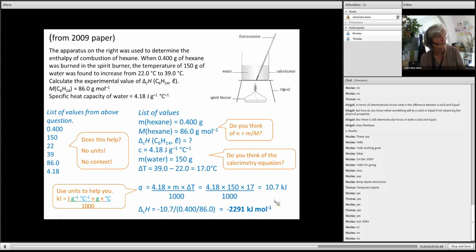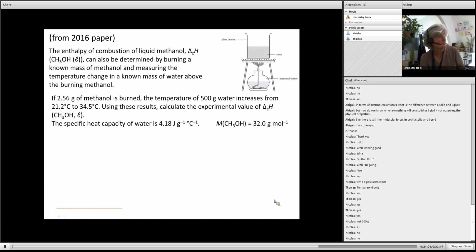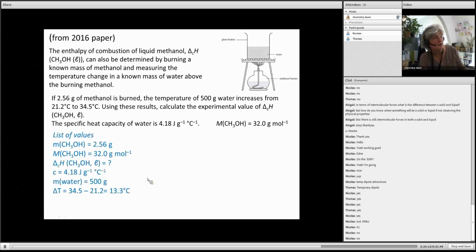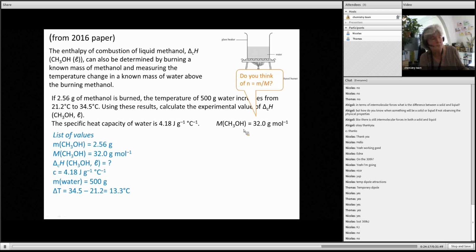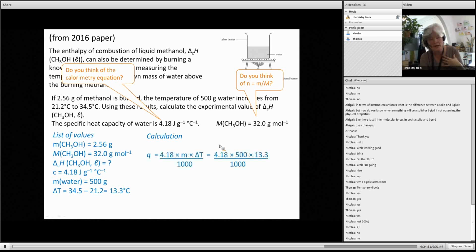Okay, so here's one from last year's paper, so it's exactly the same sort of thing. So here we're burning methanol, and we've got the same sort of thing. So you do the list. When you get given a molar mass, I hope you're thinking of the n is equal to small m over big M. If you see the joules per gram per degree, I hope you think of the calorimetry equation. And now you just simply plug into it, after you've done your list.